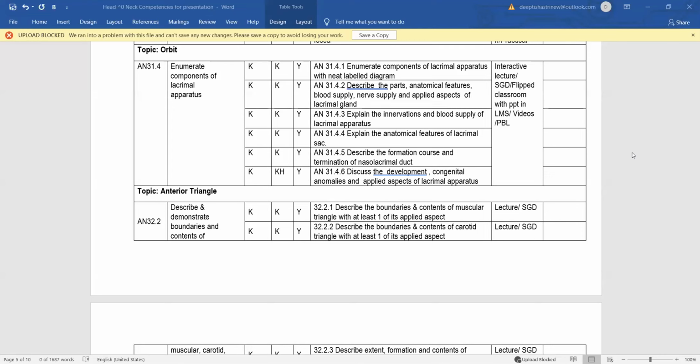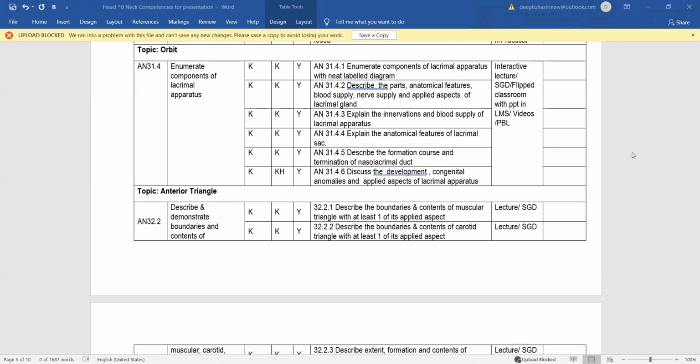Swati ma'am, you have some? We are in the habit of doing all these descriptions, so should we change? That's the question. But in the NCI document, the level is knowledge, but the proficiency is given as KH. But enumerate, will it be KH or will it be K? K, ma'am. It will be K.